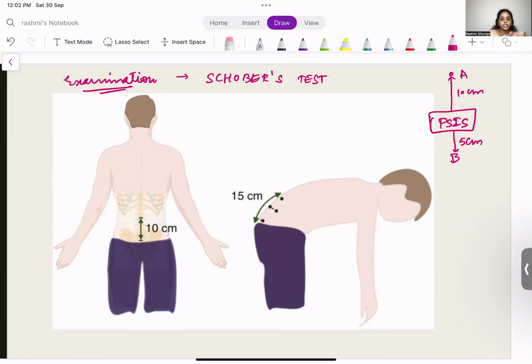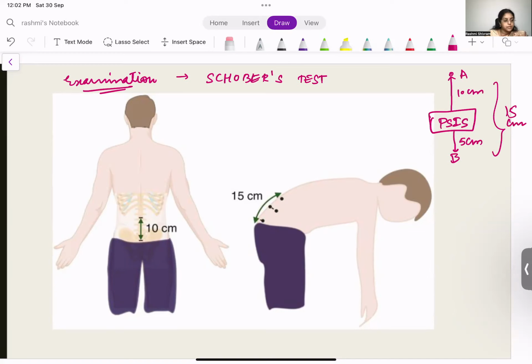Then you ask the patient to bend forward without bending the knee or ankle, and you measure the distance between A and B. Initially, this should be 15 centimeters in total, right?